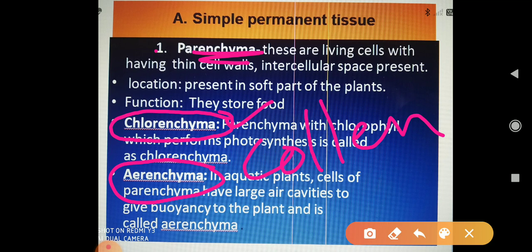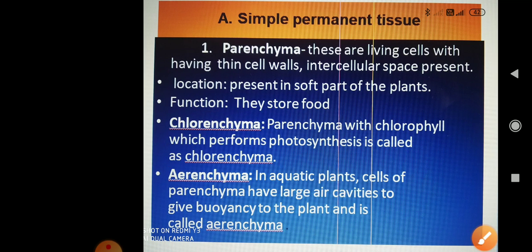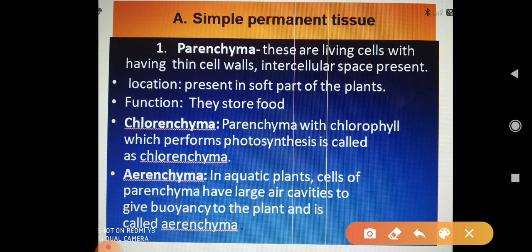Now see, what is the Chlorenchyma? As the name suggests, Chlorenchyma means chloroplast is present. It means parenchyma in which chlorophyll pigment is present and which can do photosynthesis. That is called Chlorenchyma. Those parenchymatous tissues which have chlorophyll and can perform photosynthesis are called Chlorenchyma. Chlorenchyma, not Collenchyma.